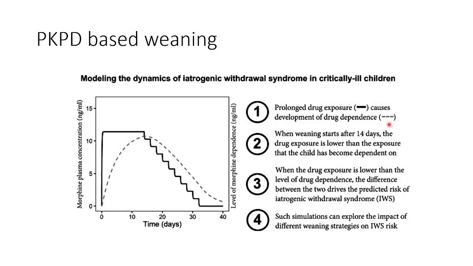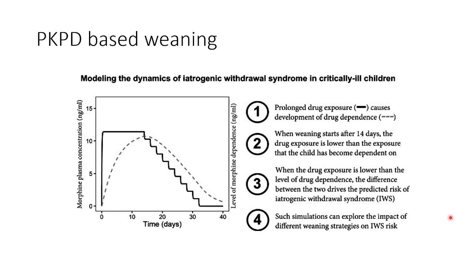So this was a simulation-based study that took one cohort and looked at the reasons for developing withdrawal. So what happens when you have prolonged drug exposure? The prolonged drug exposure, you can see this line, causes a development of drug dependence, and when weaning starts after say 14 days, the drug exposure is now lower than the exposure the child has become dependent on. So when drug exposure is lower than the level of drug dependence, the difference between the two drives the risk of developing IWS. So they studied various combinations like fentanyl, midazolam, ketamine, and morphine versus fentanyl.